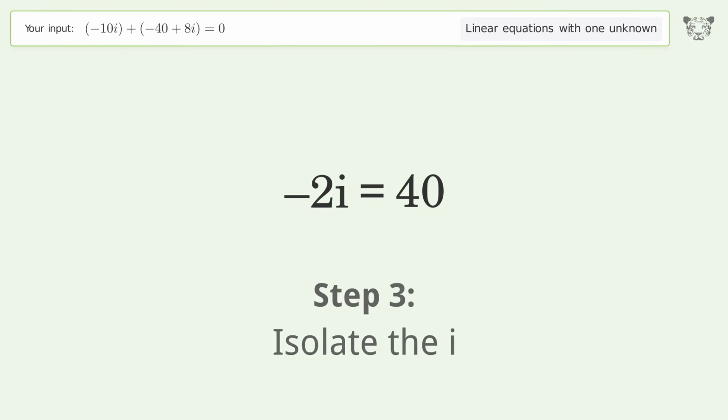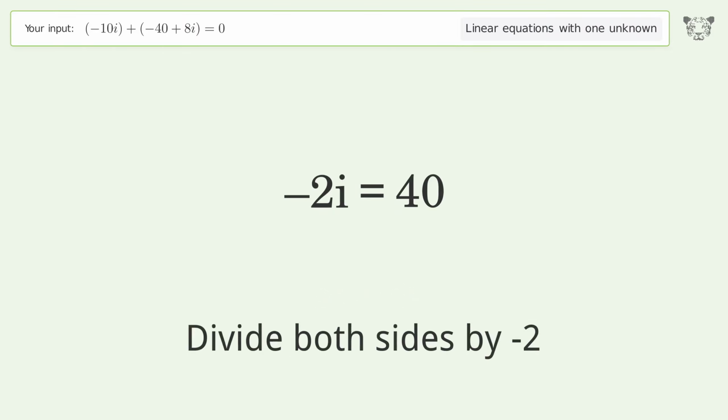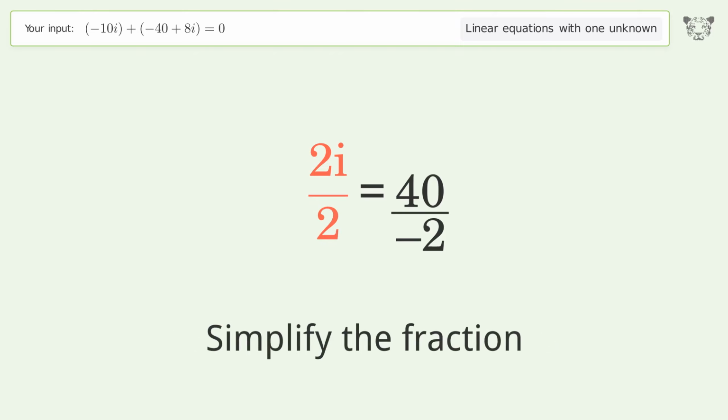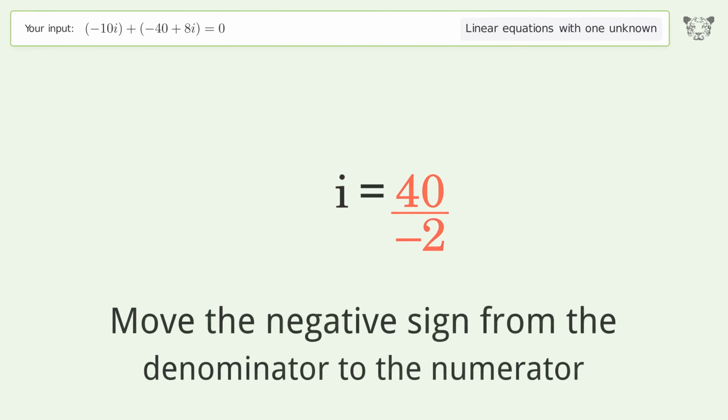Isolate the I. Divide both sides by -2. Cancel out the negatives. Simplify the fraction. Move the negative sign from the denominator to the numerator.